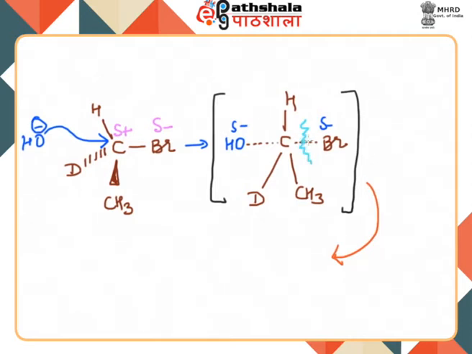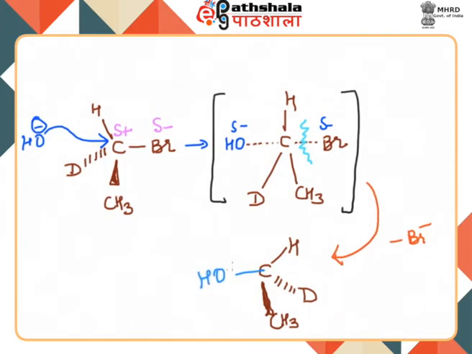So this Br will take these electrons along and go out as Br minus, and what we get as the product will be this inverted alcohol, and if we start from D we will be getting L, and if we start from L we will be getting D. So this is the inversion in configuration, which has been referred to as Walden inversion.